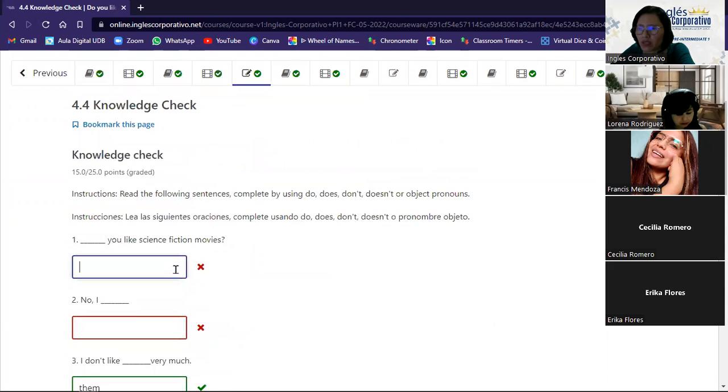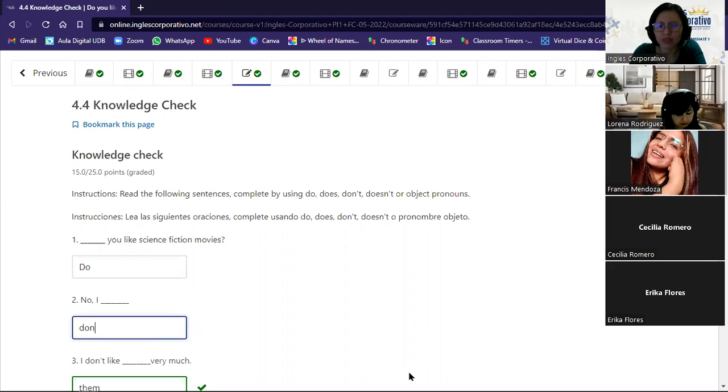Vaya, pero recordemos, en la primera que le aparece, ¿cómo lo llenaría usted? Con do. Muy bien. ¿Y cómo lo está digitando? D-O. Ajá, pero ¿es mayúsculas o minúsculas? Minúsculas. Vale, en este caso, la primera tiene que ser mayúscula porque estamos iniciando pregunta, ¿verdad? Entonces nos quedaría mayúscula, minúscula. Do you like science fiction movies, right? Y en la otra me dice no, I. No, I don't. Muy bien.